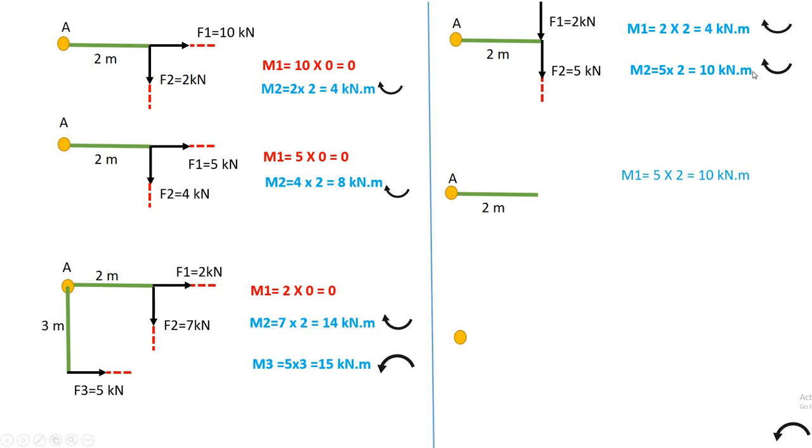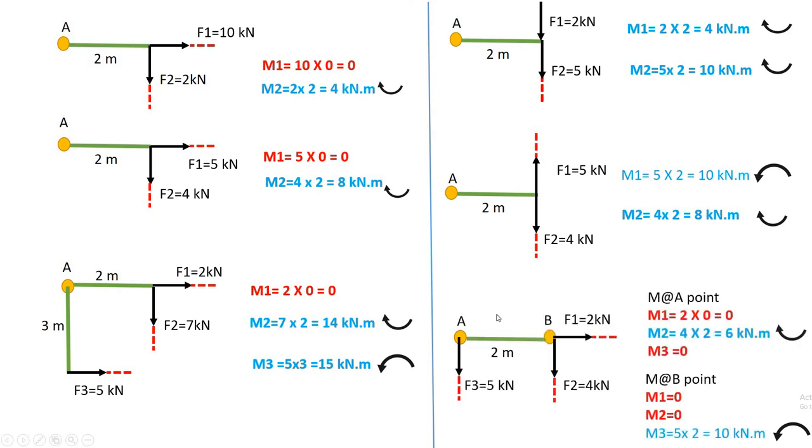5 into 2, 10 kilonewton into meter. Now same way, again this is the line of action of force, and the rotation is anti-clockwise. So 5 into 2, 10 kilonewton into meter, anti-clockwise. Now moment of this force, this is the line of action of force, rotation is clockwise, and the magnitude is 4 into 2, 8 kilonewton into meter.